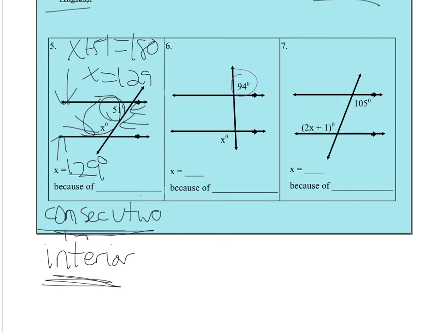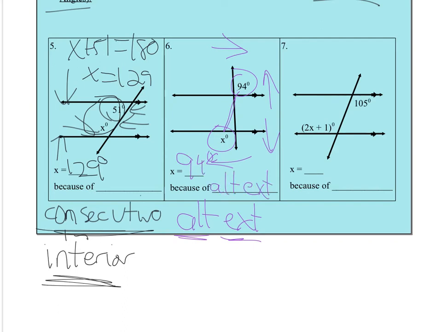So here, 94 degrees and X degrees. Well, I'm looking, they are on opposite sides of the transversal. They are on the outside. So that's going to be alternate exterior. Alternate means opposite sides, exterior means outside. So if this is 94, if you go back and look, X is also going to be 94 by alternate exterior.